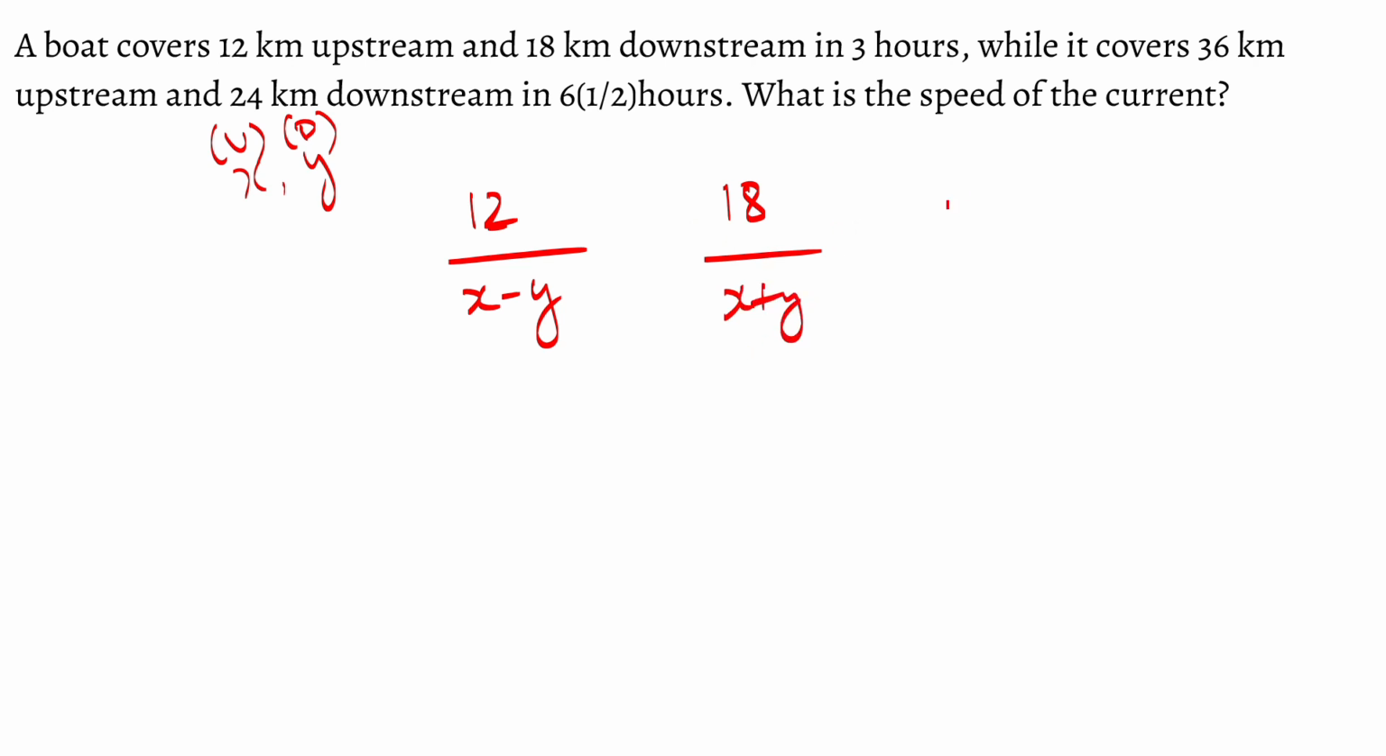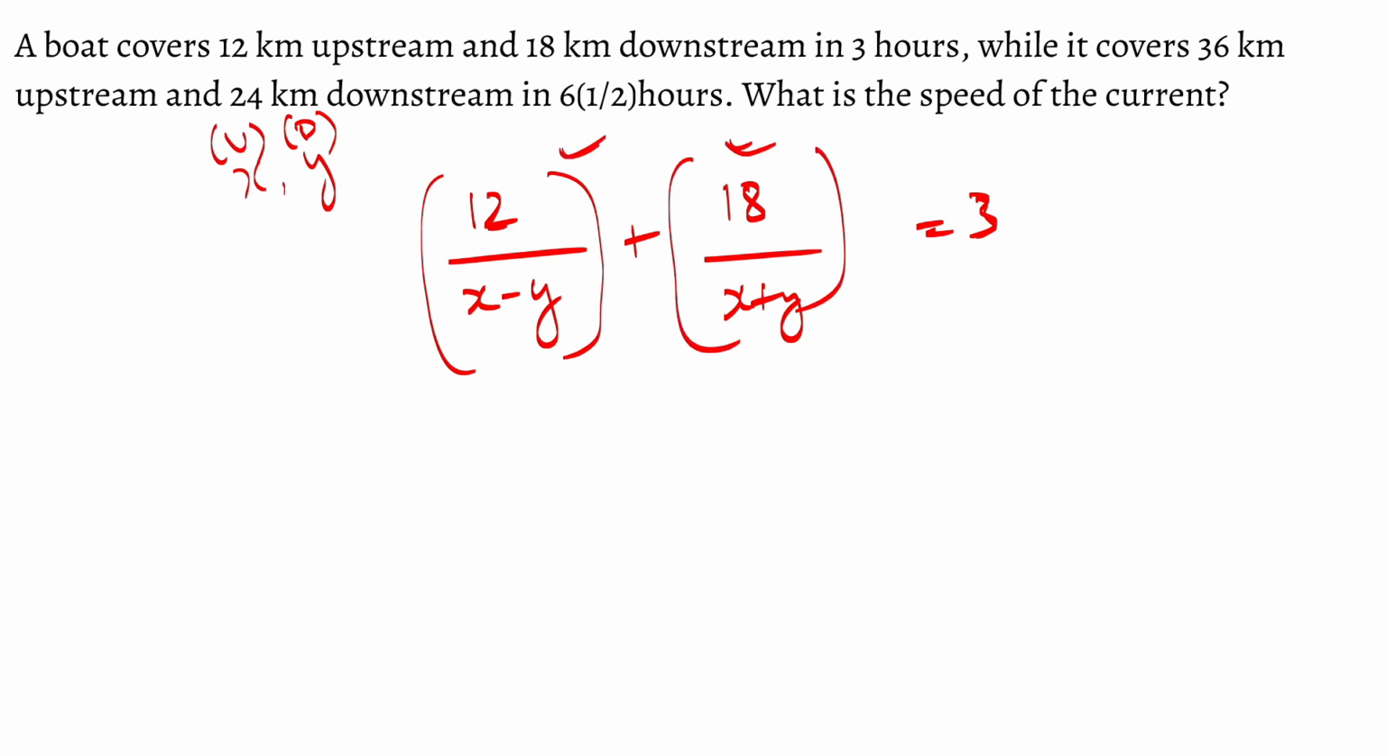So what is the time given? Time is 3 hours. So time is equal to distance by speed. This is distance, this is speed, and this is speed. This is the time in upstream, this is the time in downstream, and this is the total time taken.